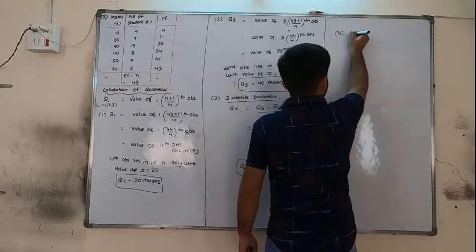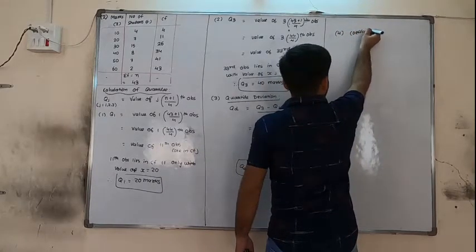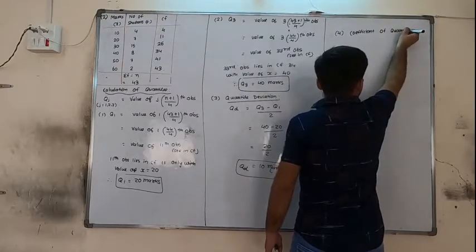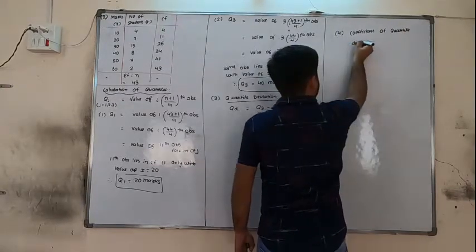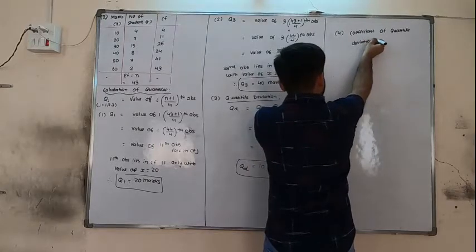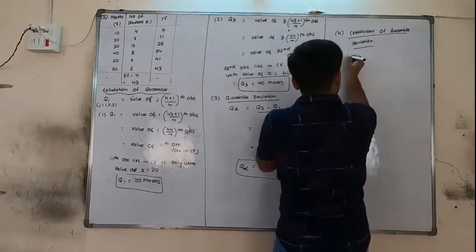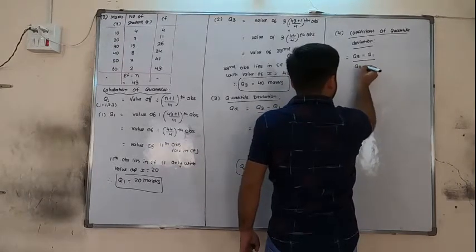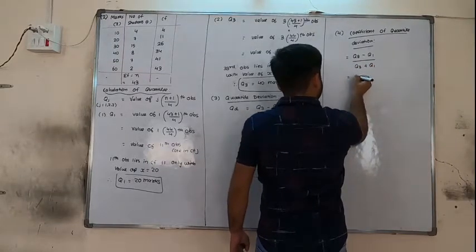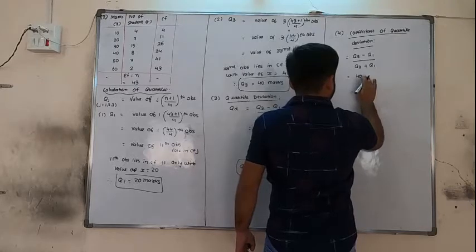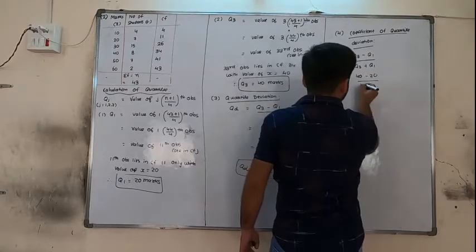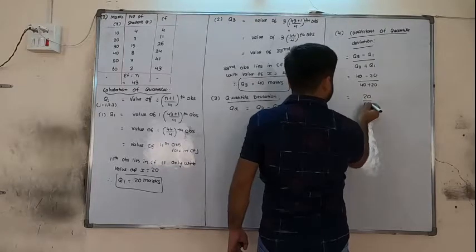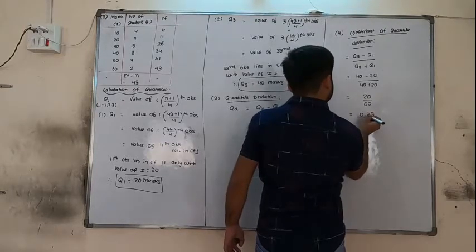And next, number 4, coefficient of quartile deviation. Q3 minus Q1 divided by Q3 plus Q1. 40 minus 20 divided by 40 plus 20. 20 by 60. 0.33.